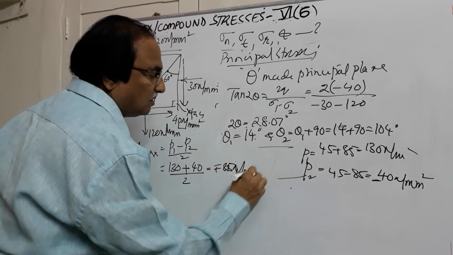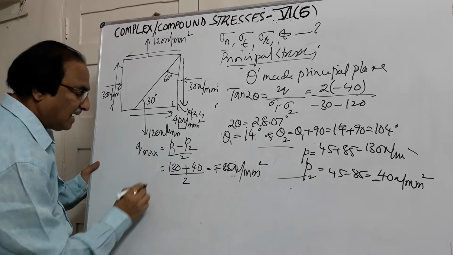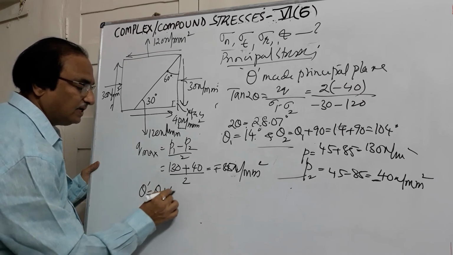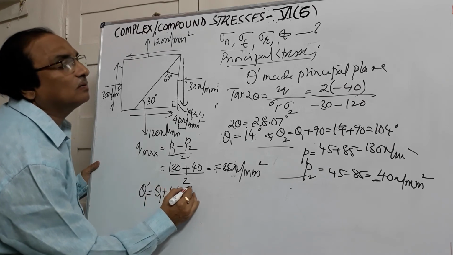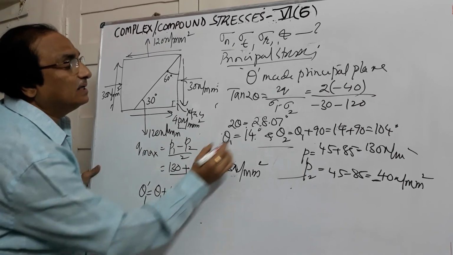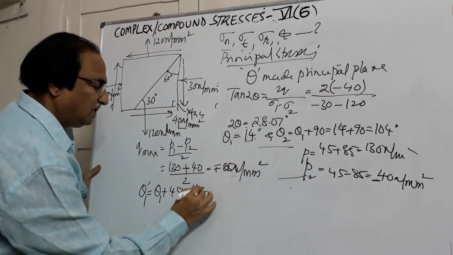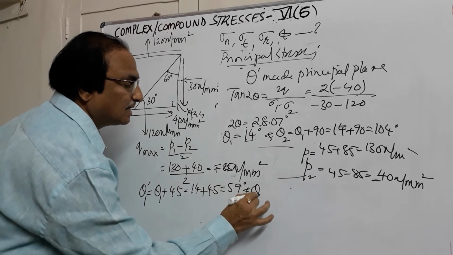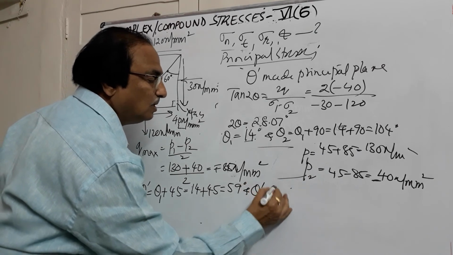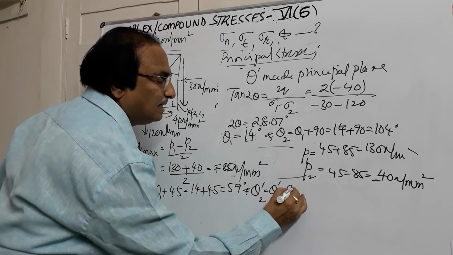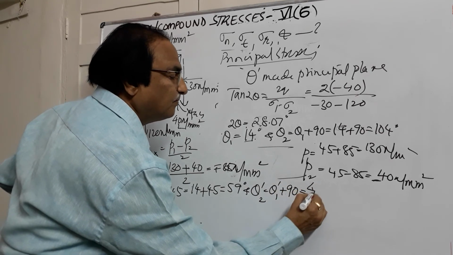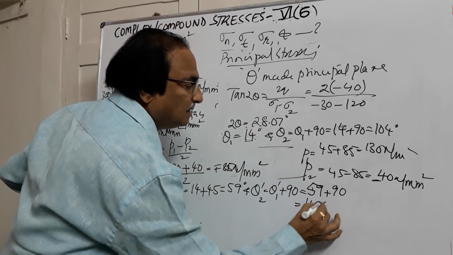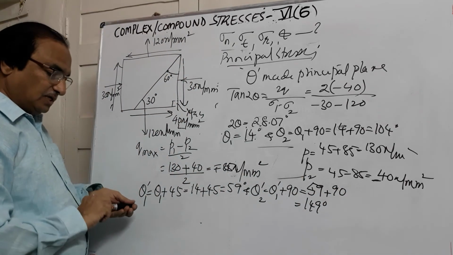And this will make an angle of theta 1 dash, which will be equal to the angle made by the major principal plane plus 45 degrees. This remains common. So the angle made is 14 degrees plus 45 degrees, which is equal to 59 degrees. The second one, theta 2 dash, is equal to theta 1 dash plus 90 degrees. So this will be 59 plus 90, which is equal to 149 degrees. These are the planes which will be acting.